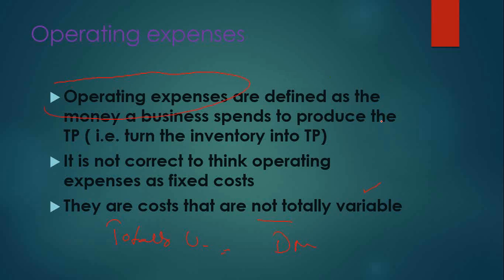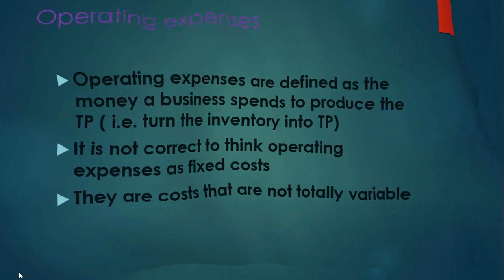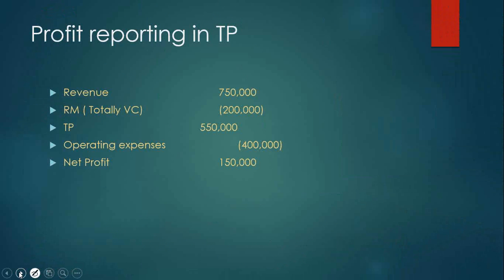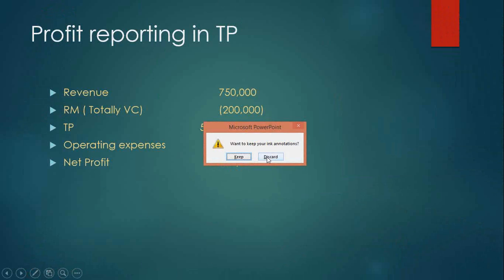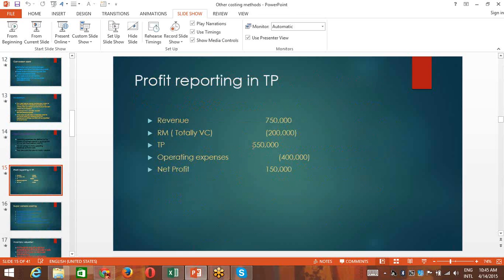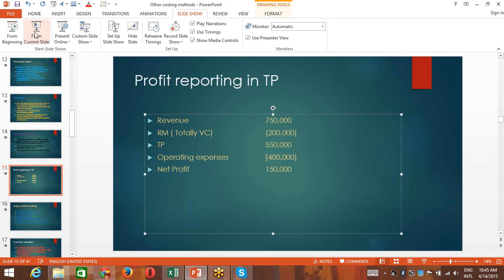So operating expenses include direct labor, variable overheads, fixed overheads, everything. The only thing under throughput that is considered totally variable is the direct material cost. So this is totally a new concept of accounting. So let's look at the profit reporting in your throughput setup. So how the profits are going to be looked at. I'm going to put up this slide for you to understand it.